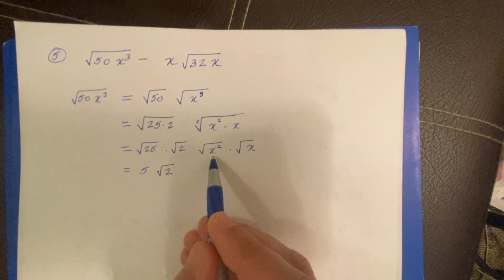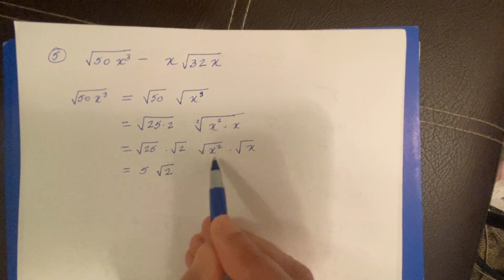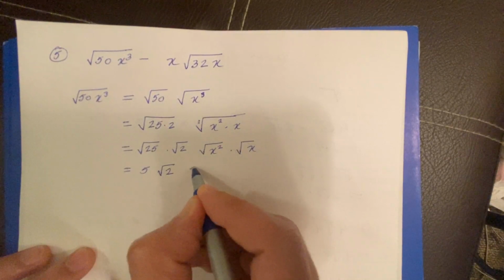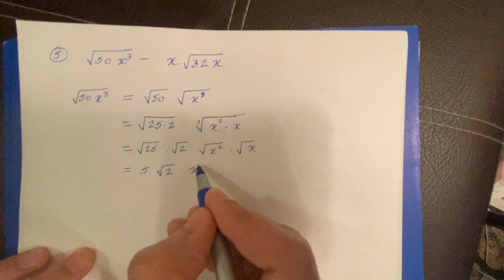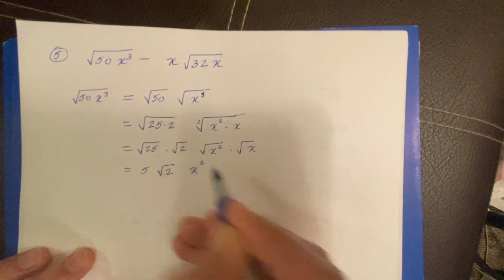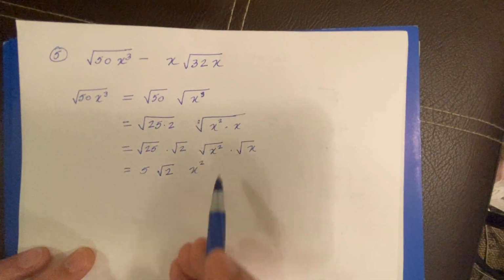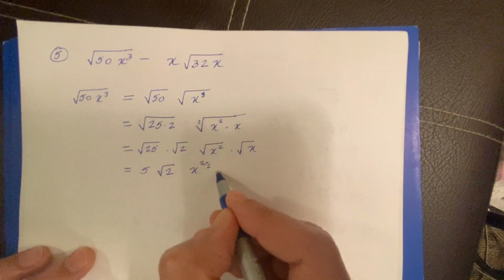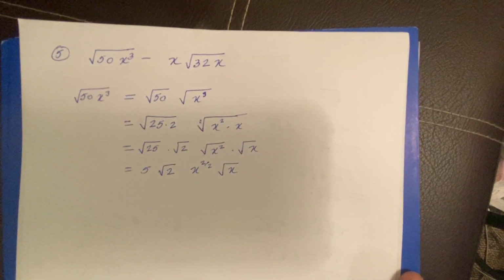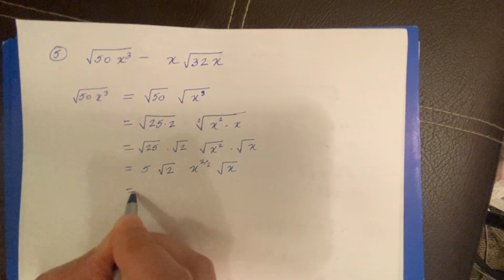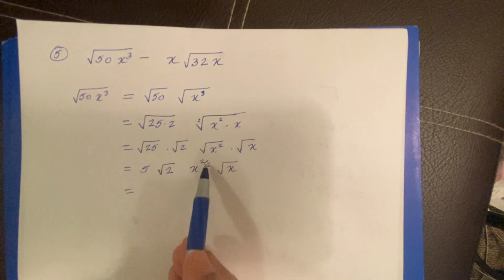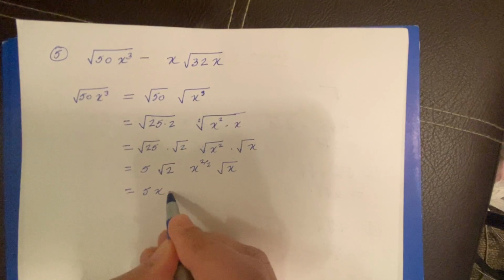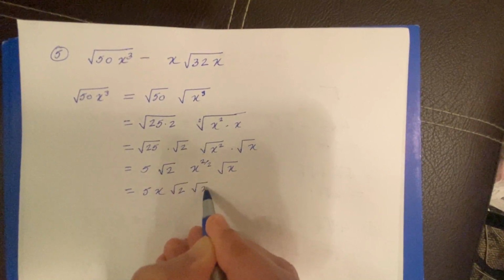well, I think I have done these things in my previous lecture. So square root of x squared is basically x to the power, whatever we have inside the root, x to the power 2. And since the index here is 2, we divide this by 2, right? And times square root of x. So this is just 1 on the power, since 2 over 2 is 1. So 5x times square root of 2 times square root of x.